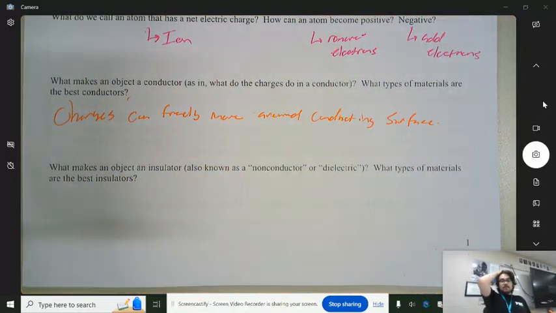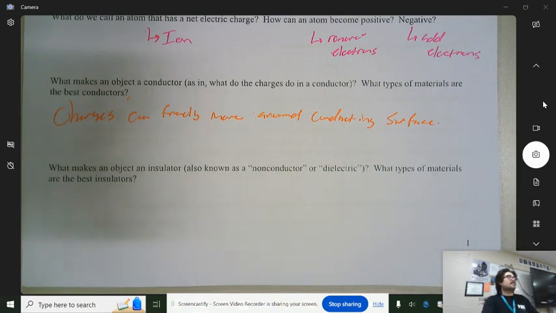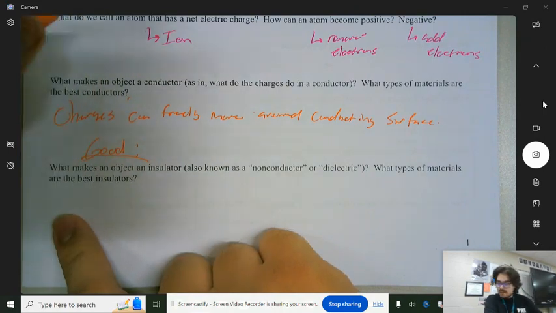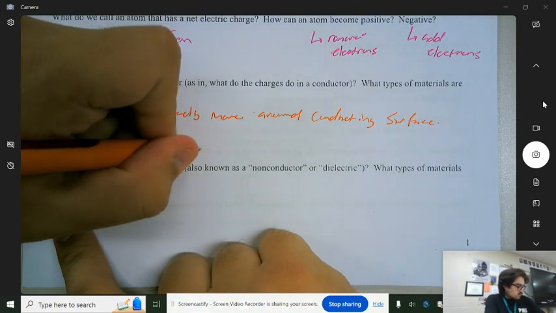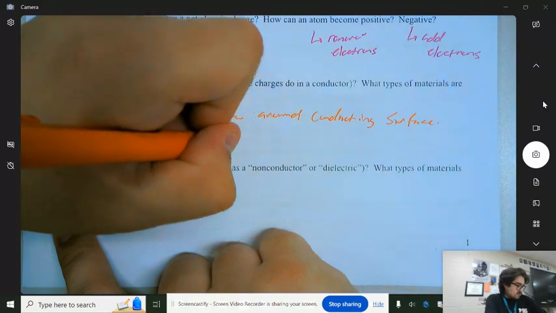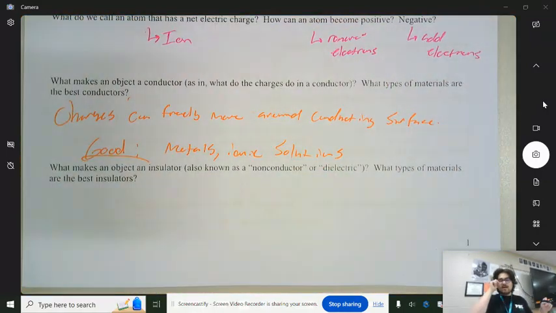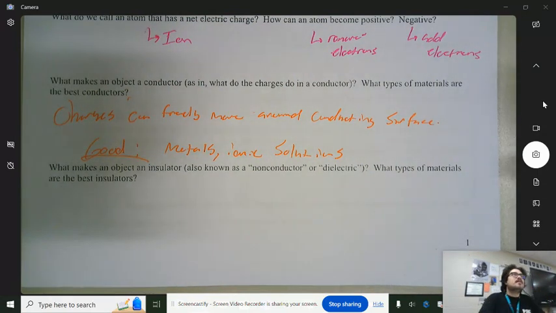Okay, the charges can freely move around the conducting surface, right? So this means, for example, a good conductor has charges that are able to scatter around. They're able to shuffle around really easily. Some examples of good conductors would be metals, ionic solutions, copper. Well, copper is a metal, right? But you can think of a bunch of different things that are probably good conductors for electricity.